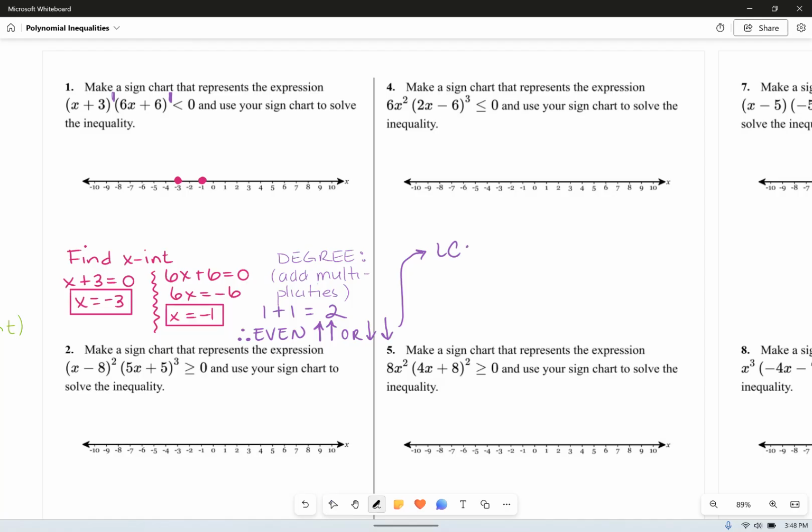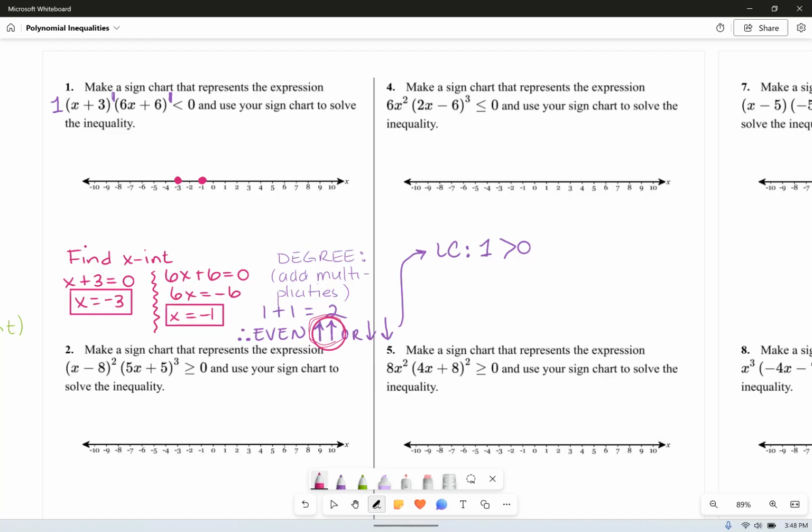My leading coefficient is my a value of my factored form. My a value is right here in front of my factors, and in this case, my a value is going to be the invisible number 1. Okay? So since my LC is a 1, and that 1 is greater than 0, I know then that my arrows have to be pointing in the same direction, both pointing upwards.